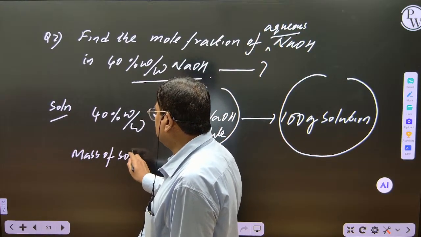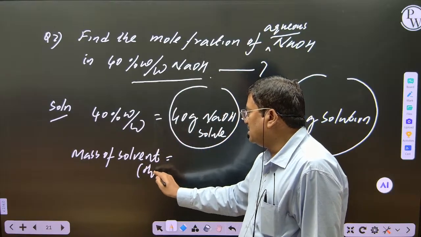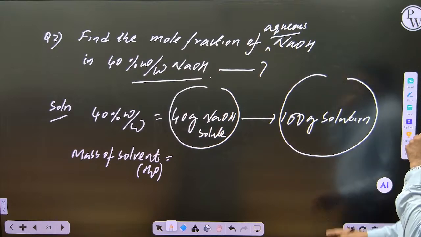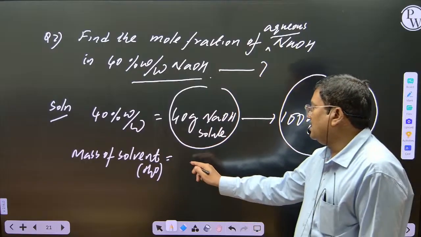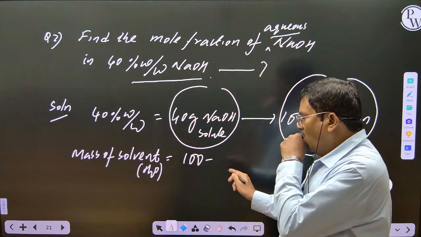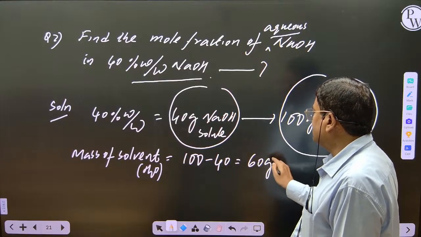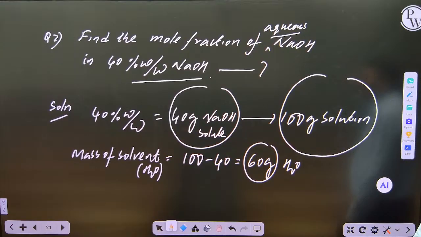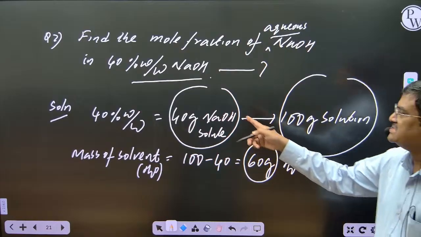Getting the idea, all of you? So to get the mass of solvent, what is the solvent here, students? Water, no? So what should we do to get the mass of water? From the solution, you subtract the mass of solute. That means 100 minus 40, that comes to 60 grams. 60 grams is the weight of water. Clear, all of you?